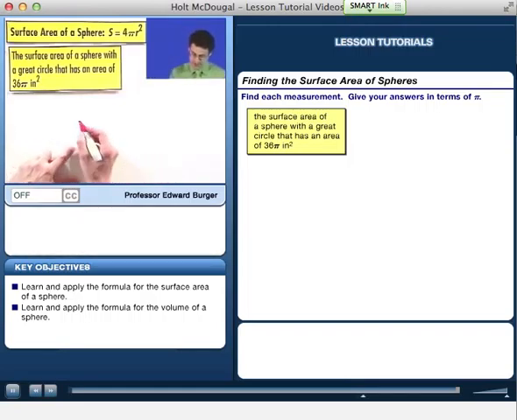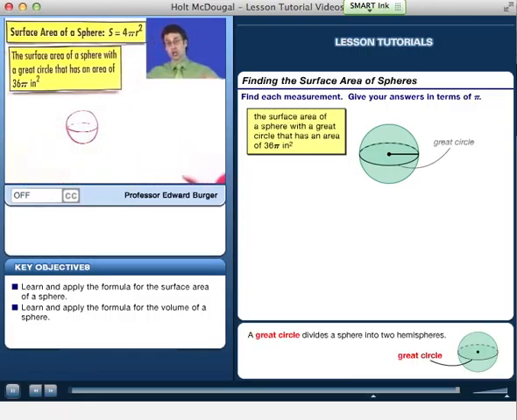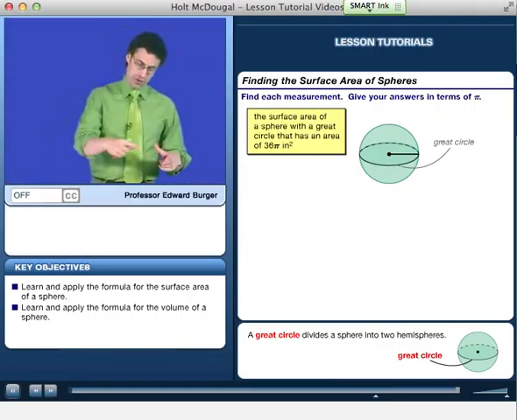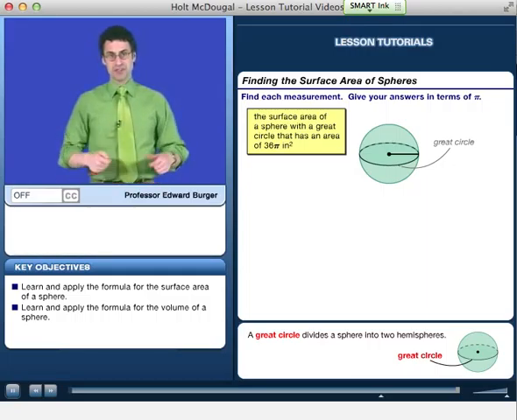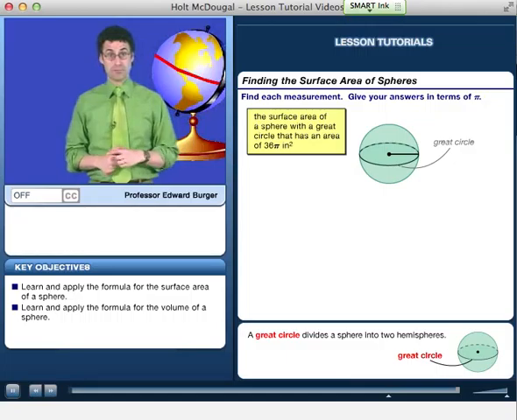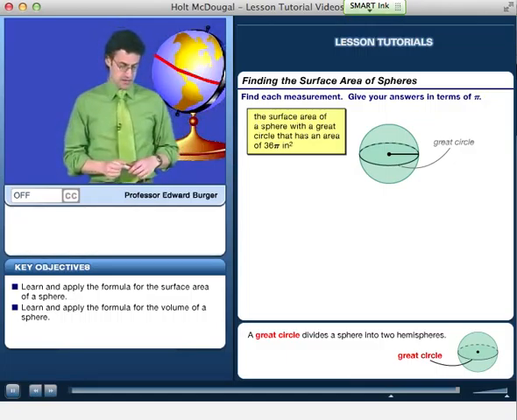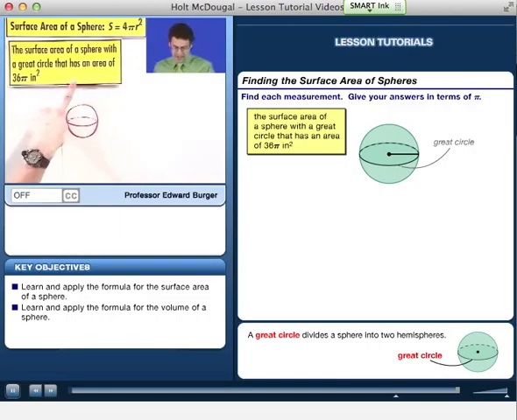Let's take a look at a sphere, and I will show you what a great circle is. So if here's a sphere, in fact, what I drew in there is a great circle. It's the largest circle that can be drawn along the exterior of the sphere. In some sense, it's the place where the sphere has the biggest waist. Another way of thinking about it, if you thought of a globe, is it's the equator. So, in fact, that's what it means to be a great circle. And I want to find the surface area. Well, I've got the formula. But all I know is that the area of the great circle is 36 pi. Well, what does that mean?